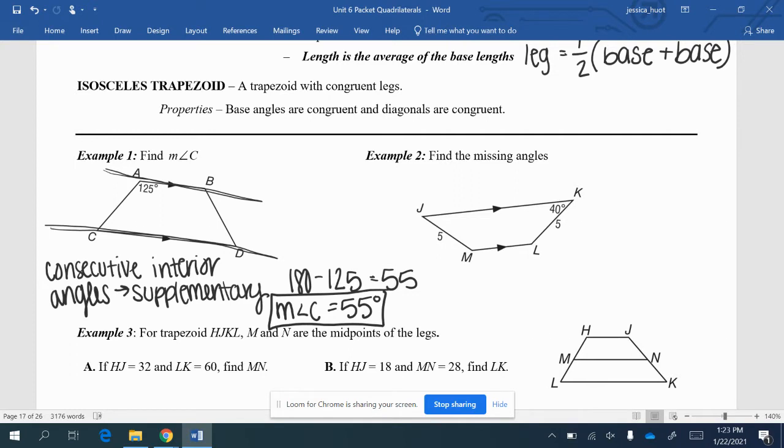To find the missing angles here, we just found that our base angles are congruent because we're working with an isosceles trapezoid. And our consecutive interior angles are supplementary. So this base angle is 40 degrees, and then 180 minus 40 would give me 140. So this is 140, and this side is 140 as well.